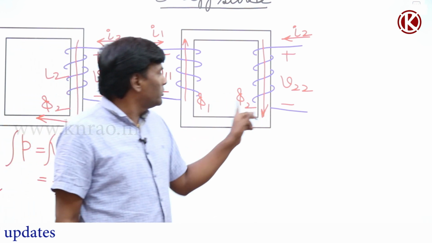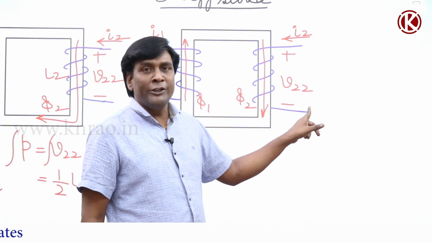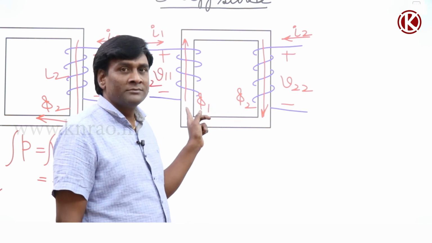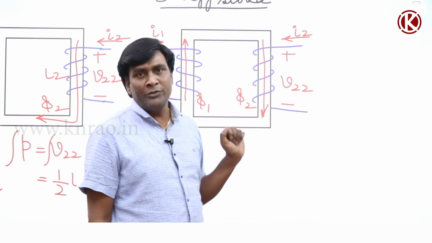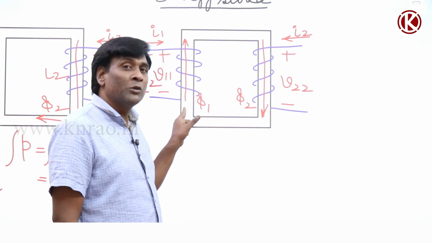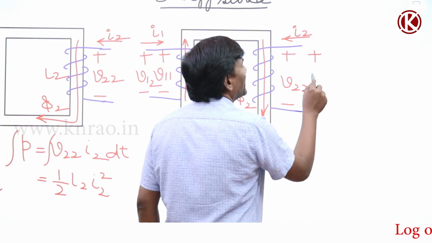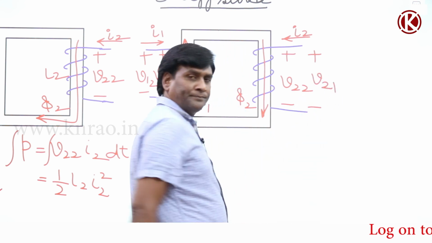Okay, here also, without having pi 2, I got V22 because of pi 1. Sorry, without having pi 1. Okay, by having only pi 2, I got V22. Now because of pi 1, the net flux is increased, so the net induced voltage should be increased. So plus here, minus here, this is V21.